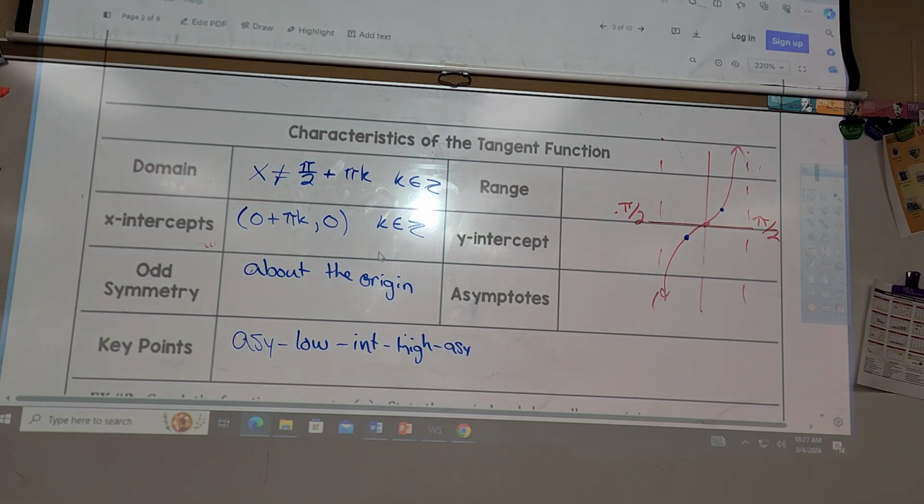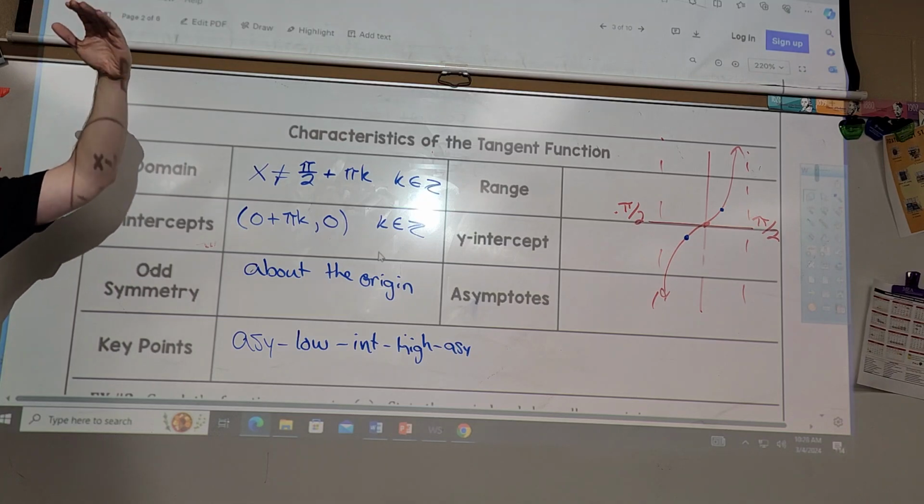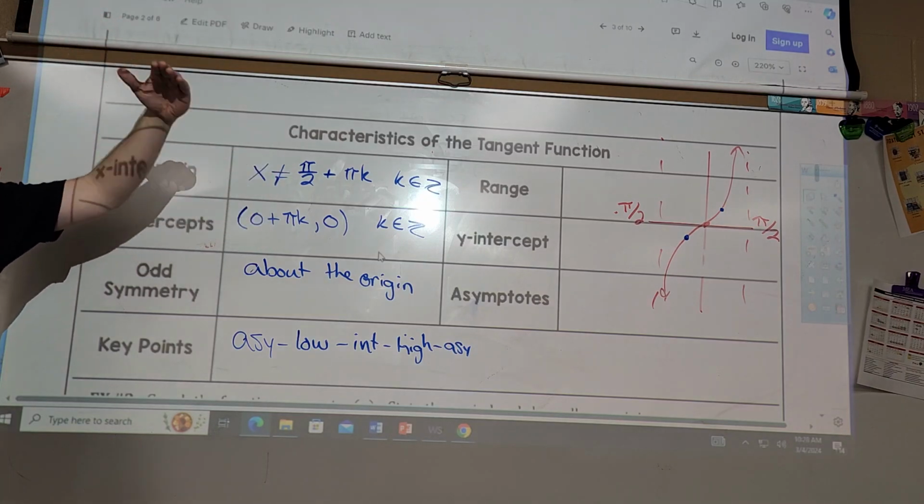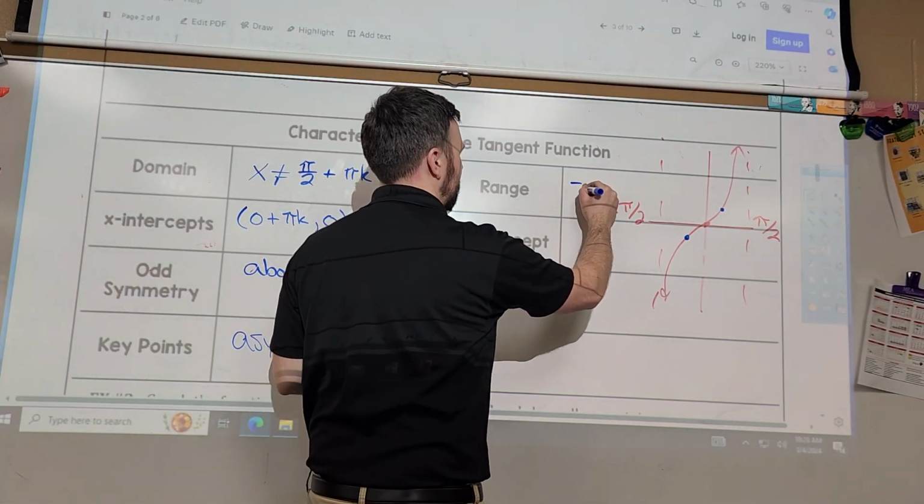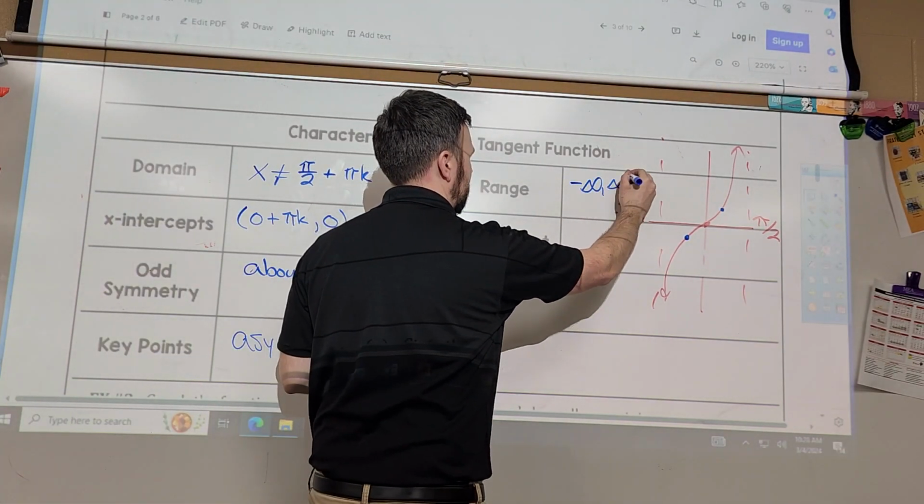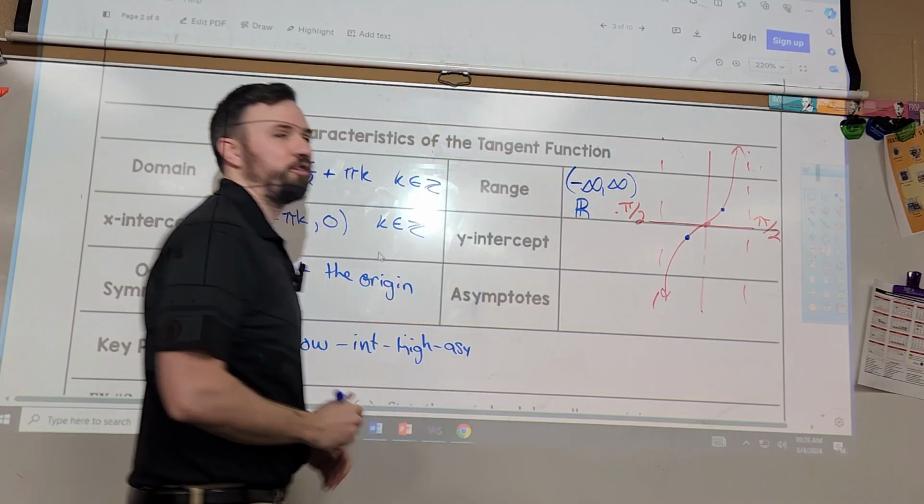Now, for cosine and sine, my range was my lowest point to my highest point, right? For this, what's my range going to be? Negative infinity to positive infinity, or all real numbers. Remember, both of those are acceptable.